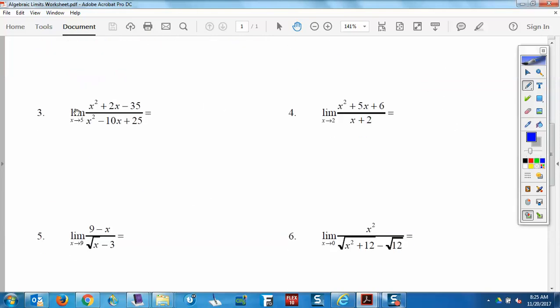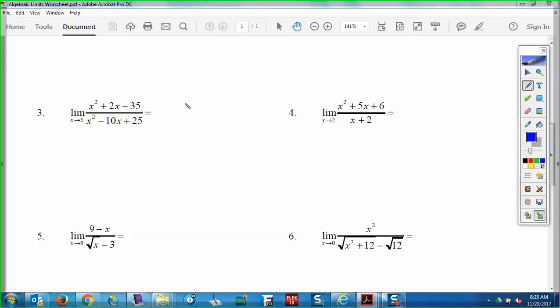Does not exist. On this one, we plug a 5 in, we get 0 divided by 0, right? So then we factor and cancel it, and after we cancel that, we end up with what? Like an x plus 7 over an x minus 5. And then we plug a 5 in, and we get 12 over 0. And so what do we say? It does not exist. So you get 0 over 0, you keep going, do some algebra to it, right?